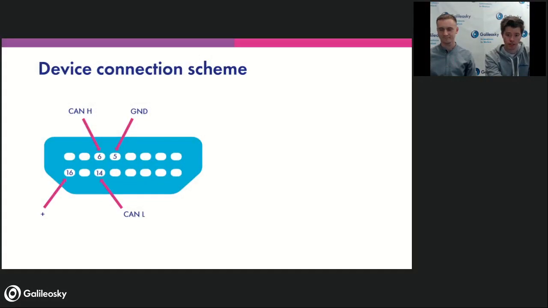So the device connection scheme is shown here. It's standard for, say, J1962 standard. There are 6 pins used, and our input also has 6 pins. Two are just for better connection, for a more solid connection with the OBD input. The function inputs here are CAN-H, CAN-L, GND, and the VCC, so the voltage itself, which is on the 16th pin.